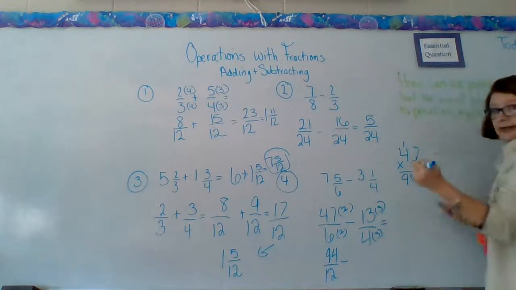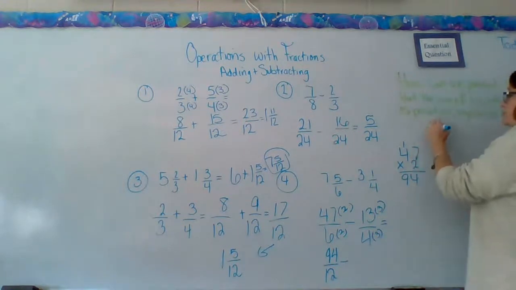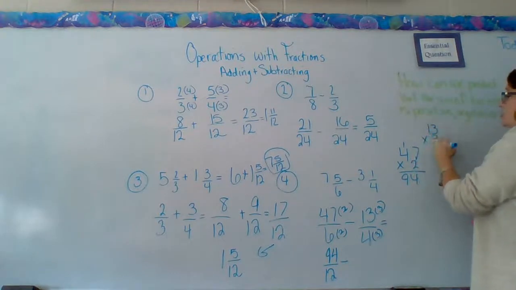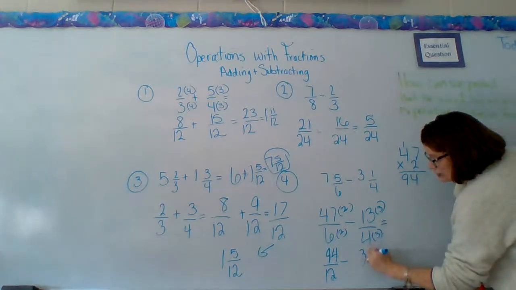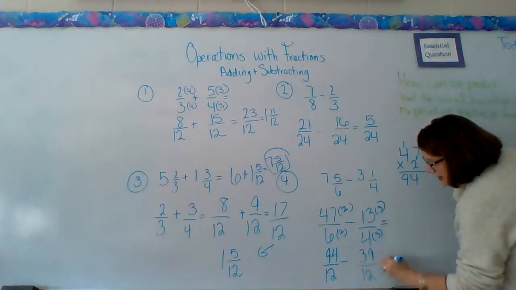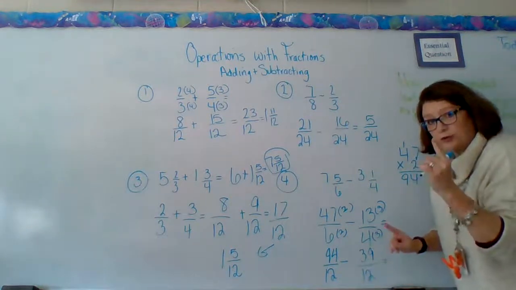Again, there's nothing wrong with paper and pencil math. You want to do it if you want to check your work. 3 times 3 is 9. 3 times 1 is 3. So you get 39 twelfths. And again, you are subtracting only numerators.